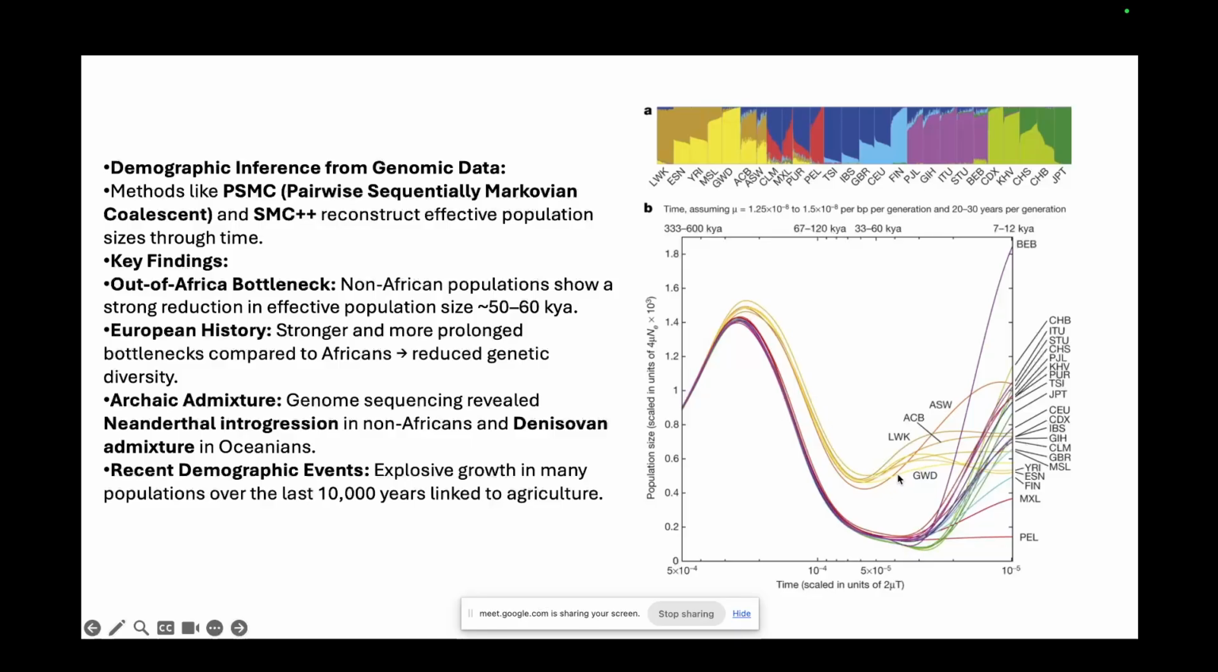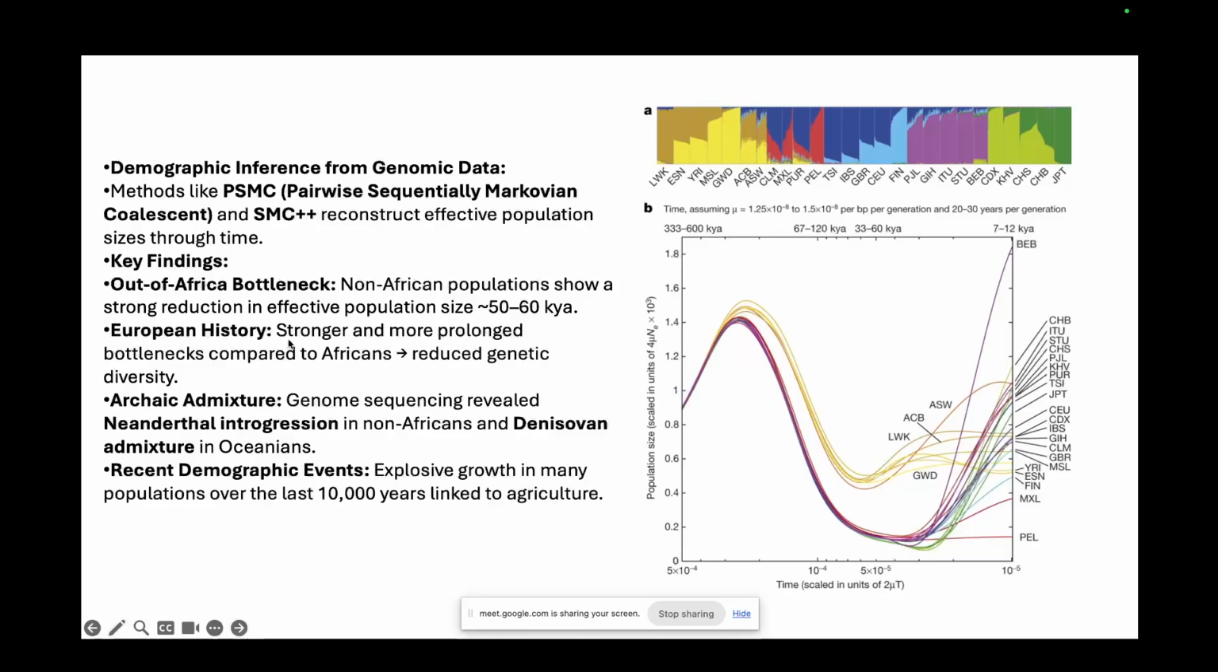So these populations come from a similar type of ancestry. The red ones come from similar ones. The green ones come from similar ones as well. So there, at this point of time, there was some population bottleneck, and after that, the population started rising again. So that particular bottleneck is what is known as the out of Africa bottleneck, which is basically the idea that non-African populations show a strong reduction in effective population size around this region, which is like 50 to 60 thousand years ago. So that is also very important.